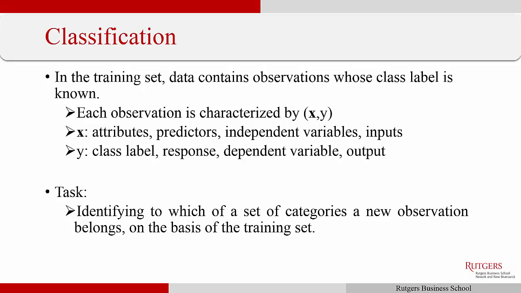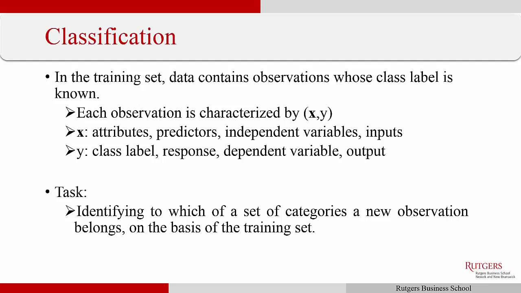In the training data, the data contains observations whose class label is known. So generally, each observation can be characterized by X and Y. The X is a set of attributes, or you can also call it predictors, independent variables, and inputs of the model. So, for example, if your classification task is about a client, the X may be some attributes about the client's personal information like age, gender, and annual income.